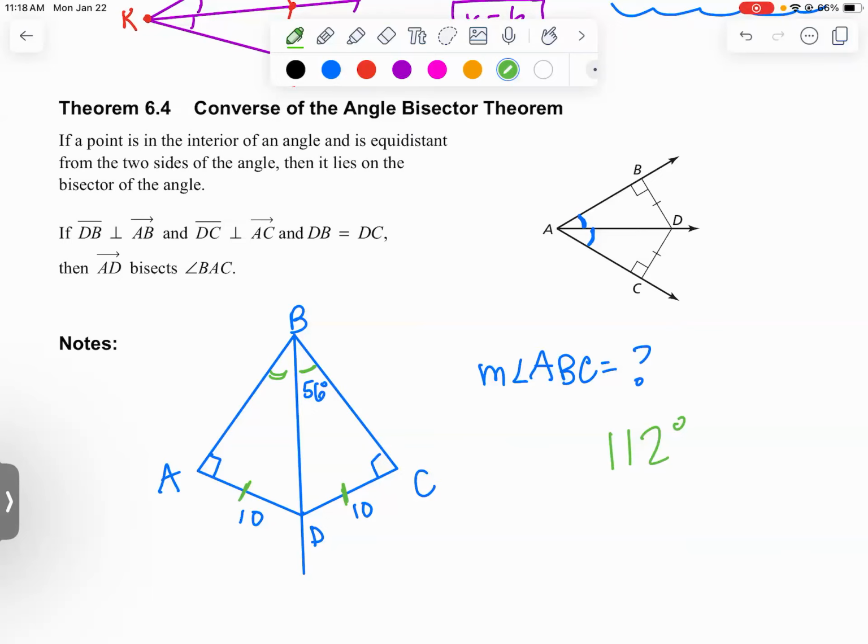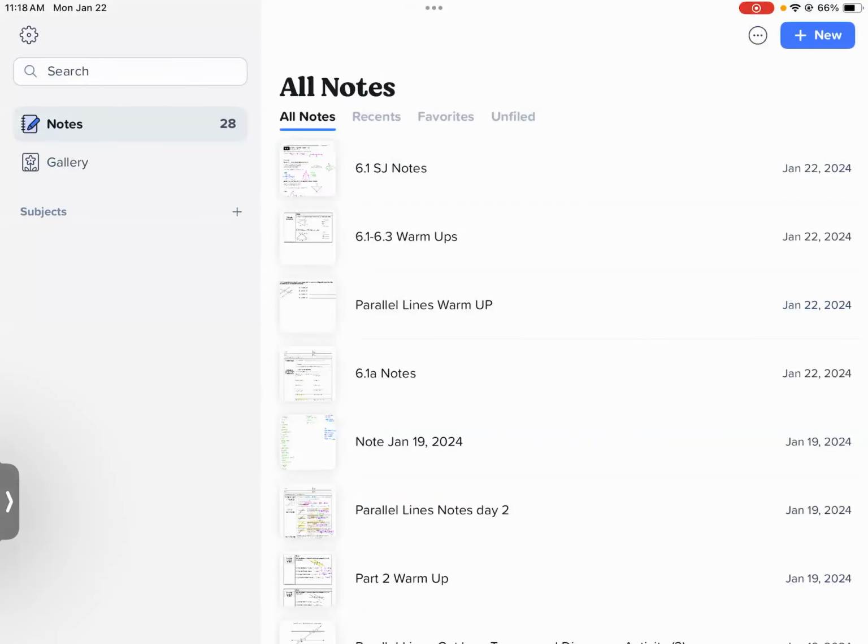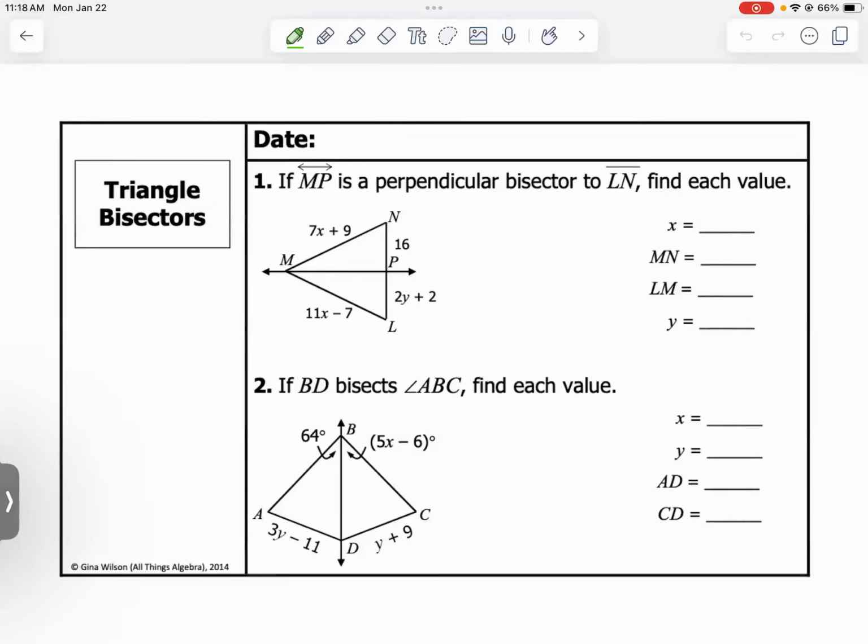Okay. All right, what I'd like you to do is open up your packets to page 1. Page 1 should look like this. Nope, not page 1. Page 3 should look like this.